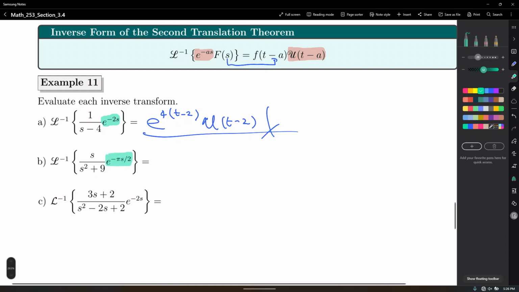Ignore the exponential. Isn't that the cosine of 3t? So that is cosine 3t, but because this is translated, that is u of t minus pi over 2. All right. However, hold on.